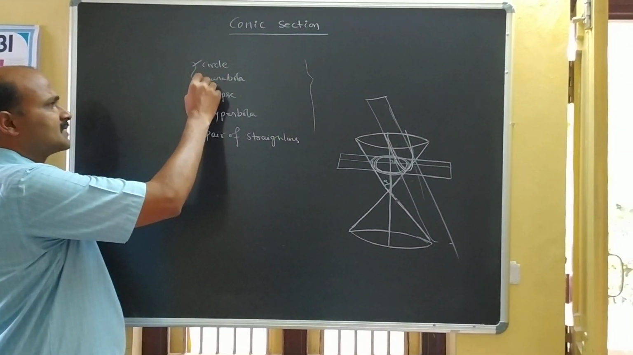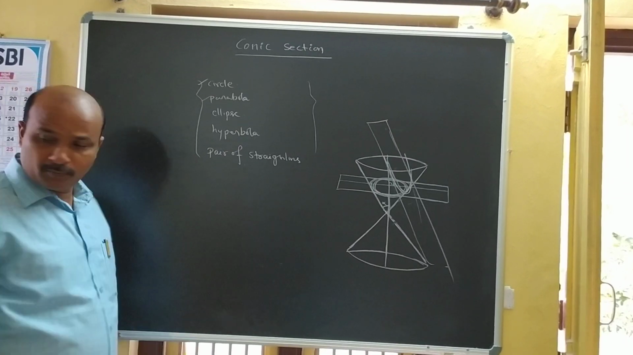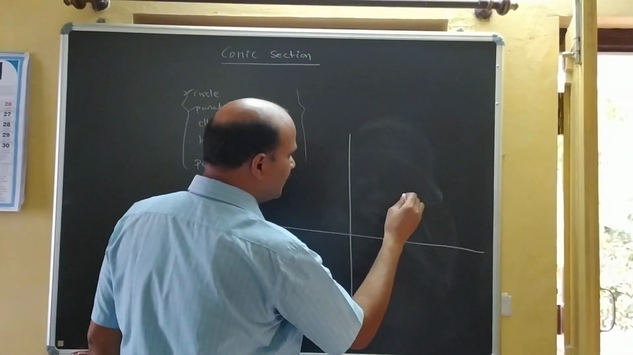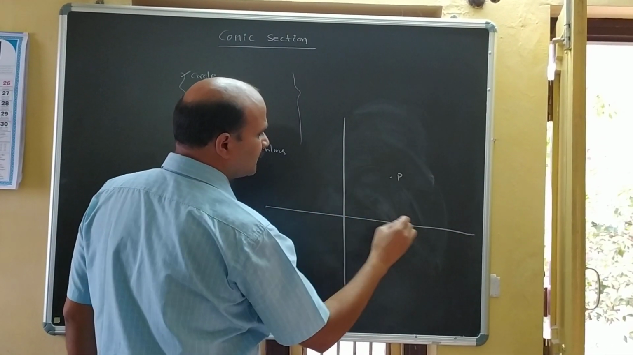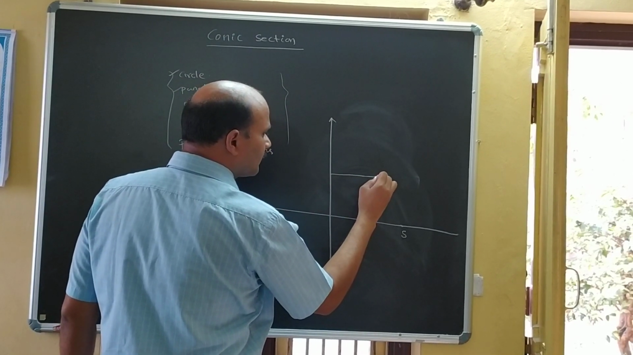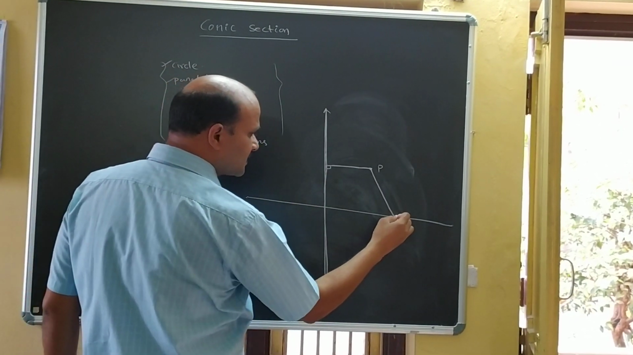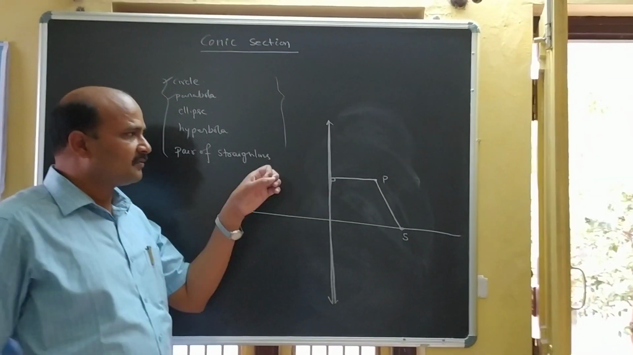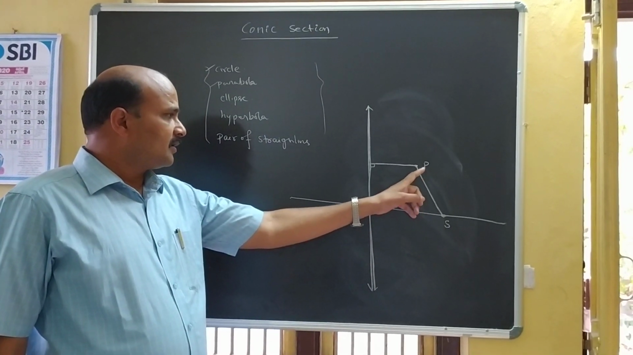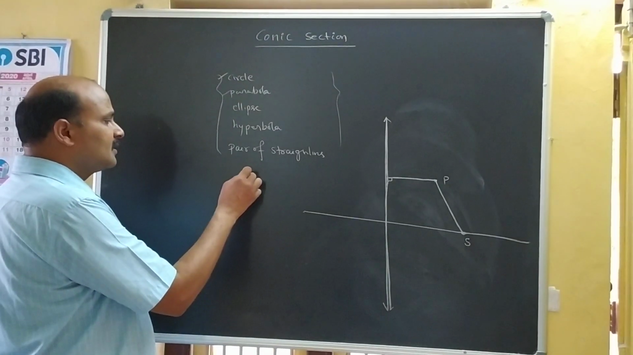Now, while discussing parabola, ellipse, hyperbola and pair of straight lines, even the conic also. The conic means the set of all points on the plane. Now, let us take the point P, a fixed point S and a fixed line. The locus of a moving point in a plane, whose distance from a fixed point and a fixed line gives a constant ratio E, that constant E, that is called conic.